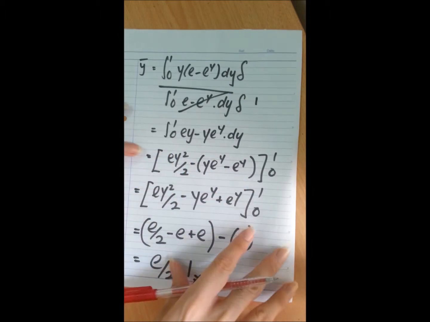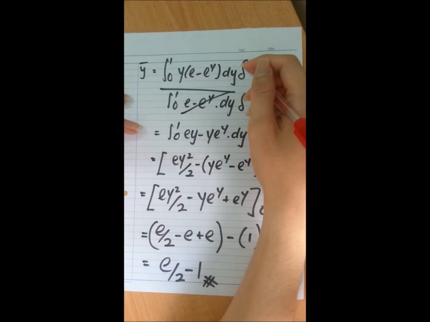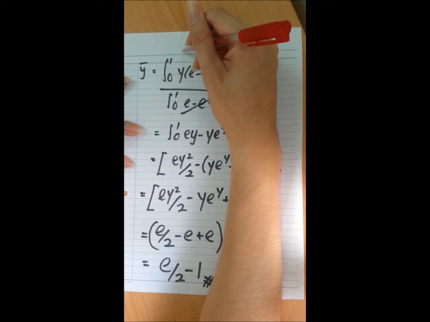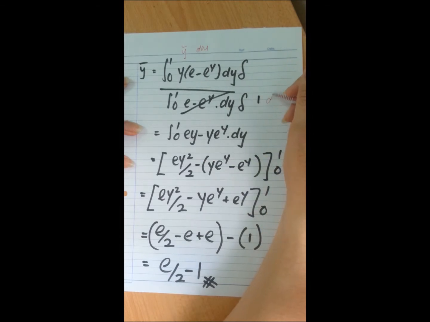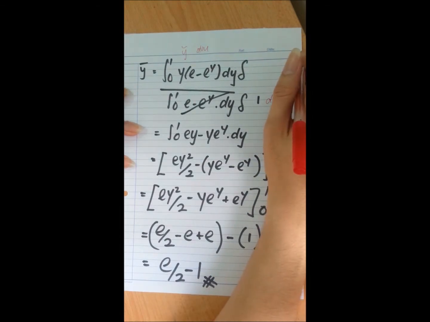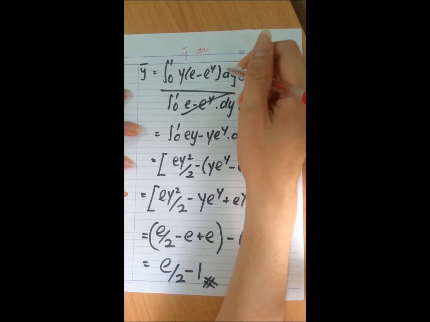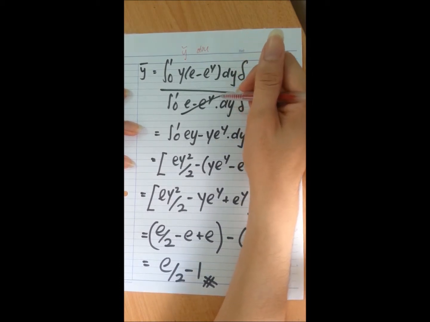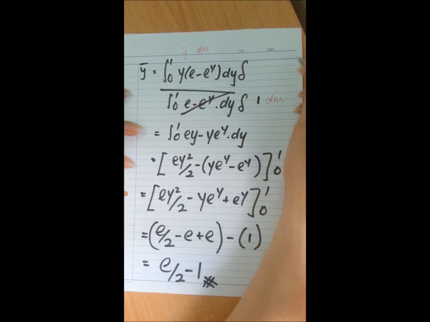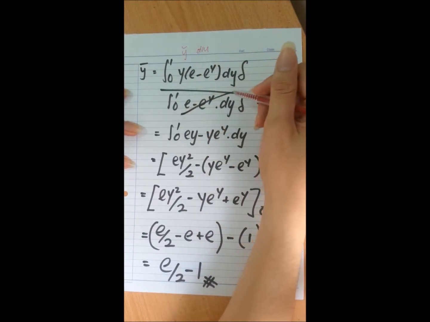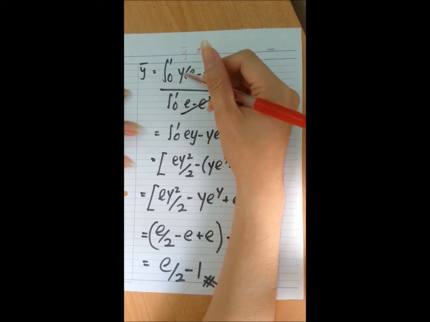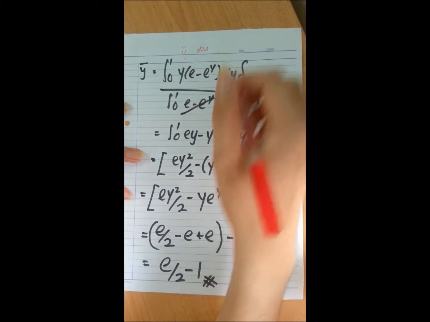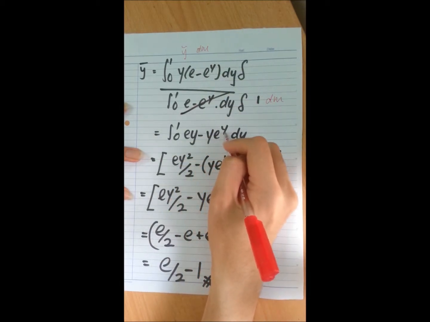Now for the y bar. Again, y bar is the integration of y curl and dm over the integration of dm. Since we have done x bar, the denominator is the same and it'll give you 1, so we can just ignore the denominator from now on. The numerator will be easy, because multiplying y in is simple. It will give you e to the y minus y e to the power of y.